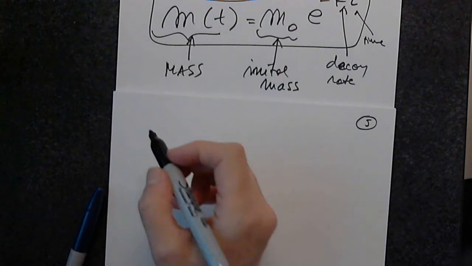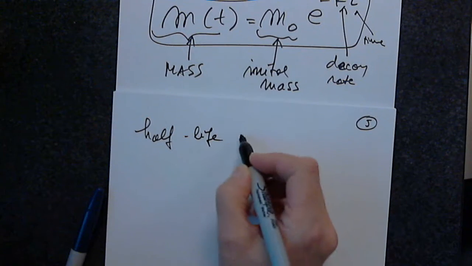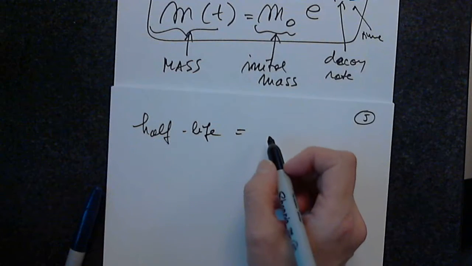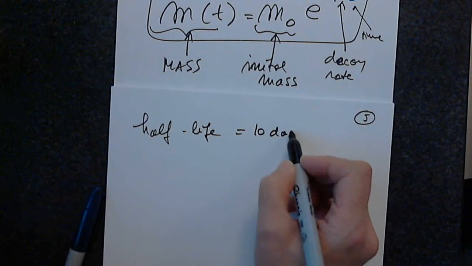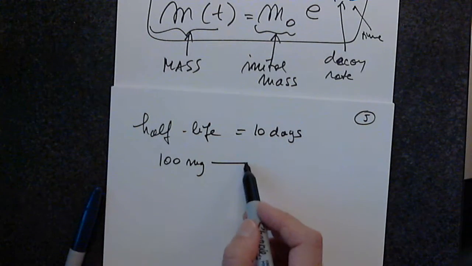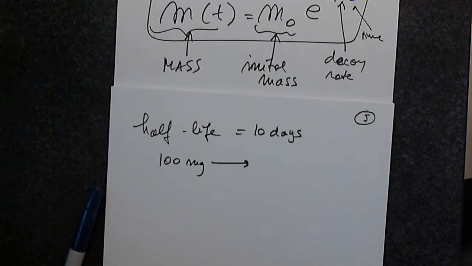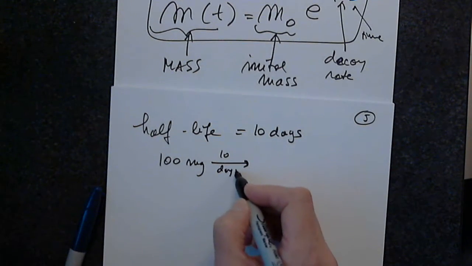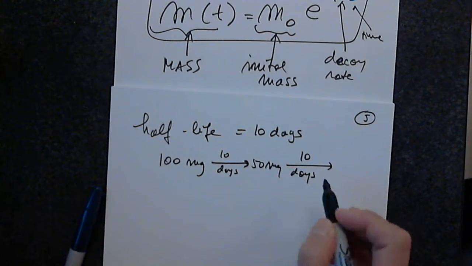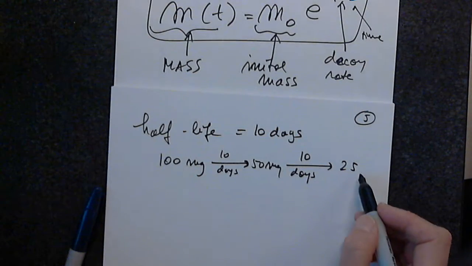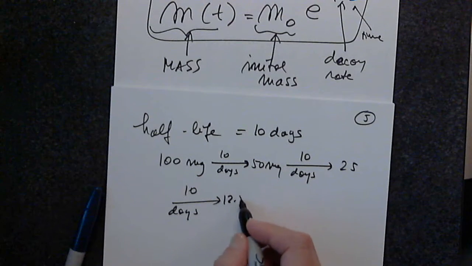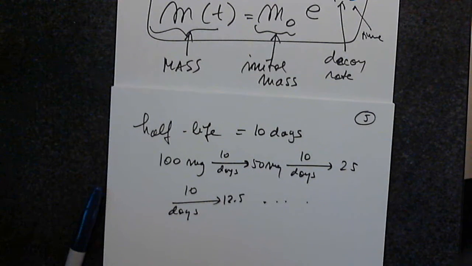So half-life, if the half-life of a radioactive substance, let's say, is 10 days. If we start with 100 milligrams today, what will happen in 10 days? So after 10 days, we get 50 milligrams. What will happen after another 10 days? We'll go to 25. What will happen after another 10 days? We will get 12.5, and so on and so forth.